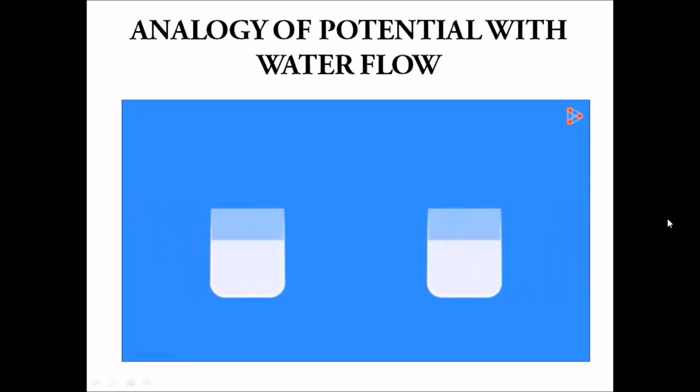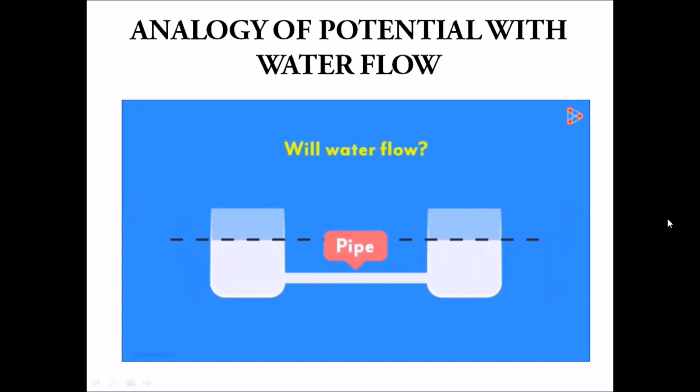Imagine you have two beakers filled with equal amounts of water, and they are both connected to each other by a pipe at the bottom. If you observe the two beakers for a few seconds, do you think the water will flow from one beaker to another? No, you will see that the water in both beakers is as is, and there is no flow from any beaker to the other.